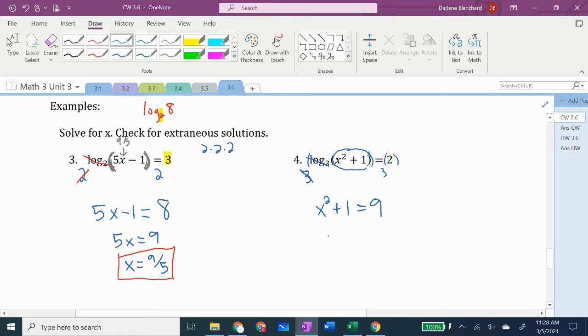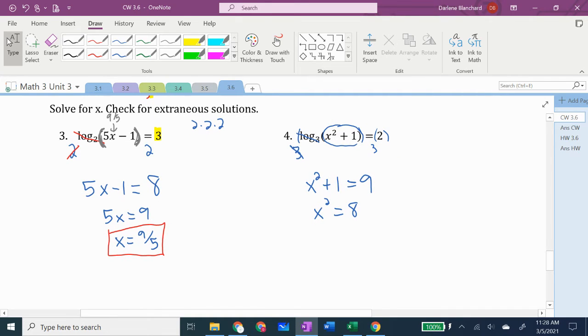If I subtract 1, I get x squared equals 8. And if you remember correctly from a while ago, if you don't have an x term and you just have an x squared, you can immediately square root both sides to undo the squaring. But plus or minus has to be there because that technically has 2 answers.